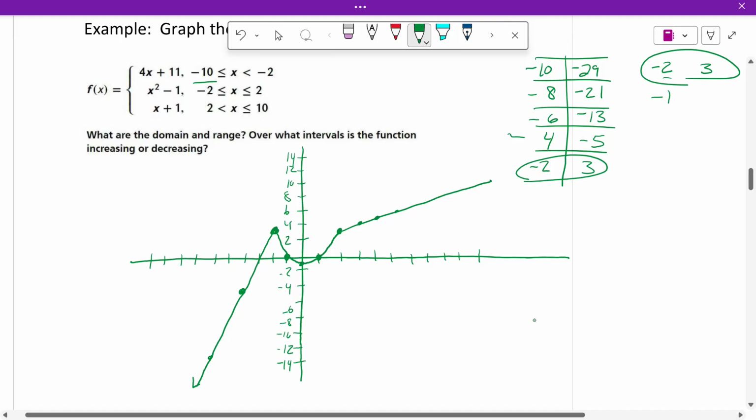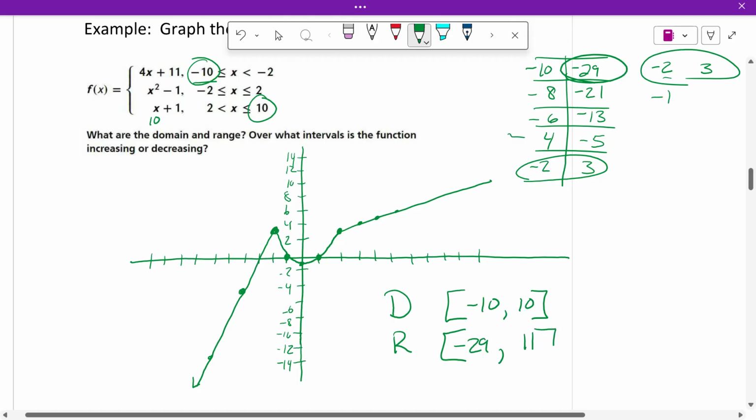Okay, because we got 3 things going on. Okay, so the domain. What's the domain? Well, it starts with this number, ends with this number. So it goes from negative 10, or let's use interval notation, I guess. Domain is from negative 10 up to 10. What's my range? Well, the lowest number I'm going to have is 29. If you stick a 10 into here, the highest number I'm going to have is 11.